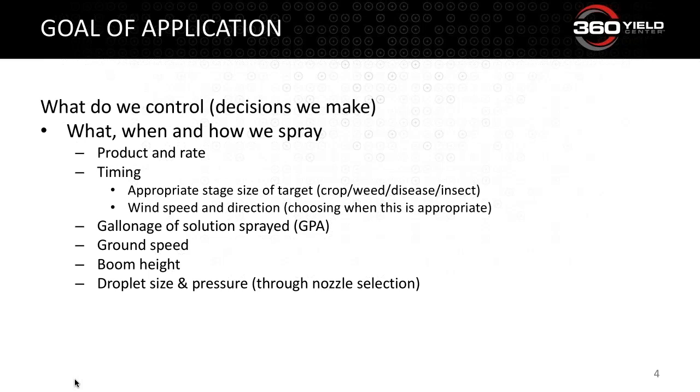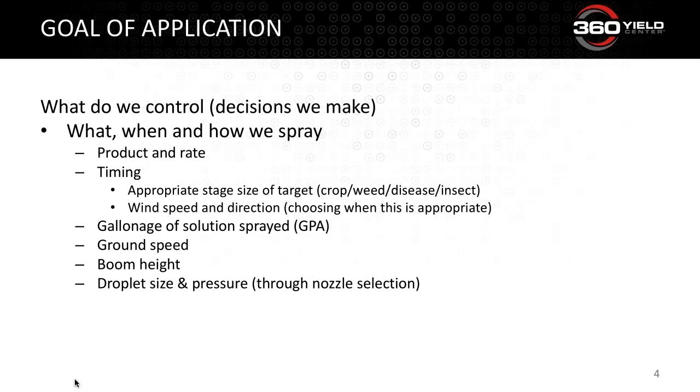So we do have some control from that standpoint. The next things that we can control and are very important is the gallonage of the solution that we spray, or the GPA, gallons per acre. And we'll come back to that as we make that decision and figure out how do we figure that out. Ground speed, we can control that. Whether we're running 8 mile an hour, 10, 12, 15, we can control that.